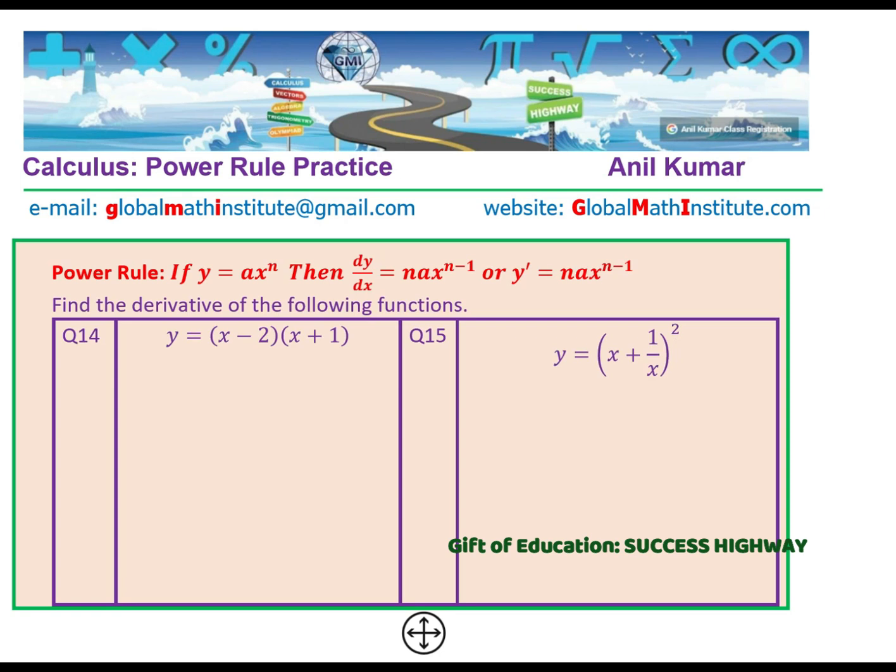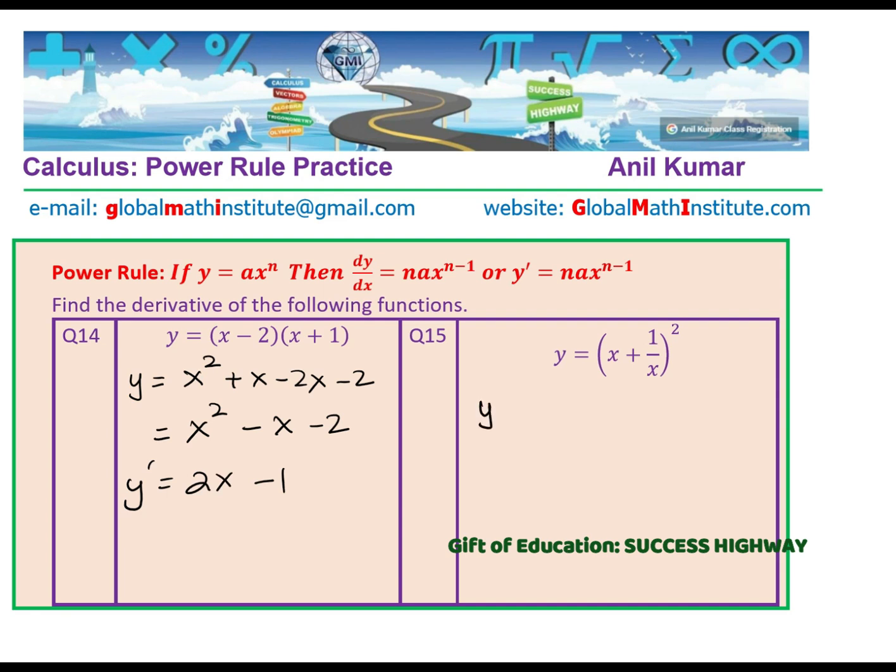Next example, 14. So we have x minus 2 times x plus 1. Let us expand and simplify. We get x squared plus x minus 2x minus 2. That gives you x squared minus x minus 2, and therefore the derivative will be 2x minus 1. Clear?